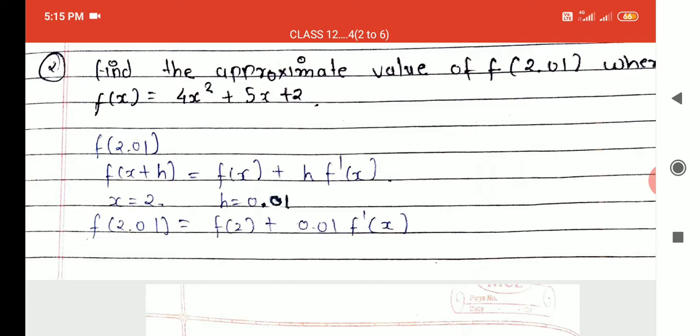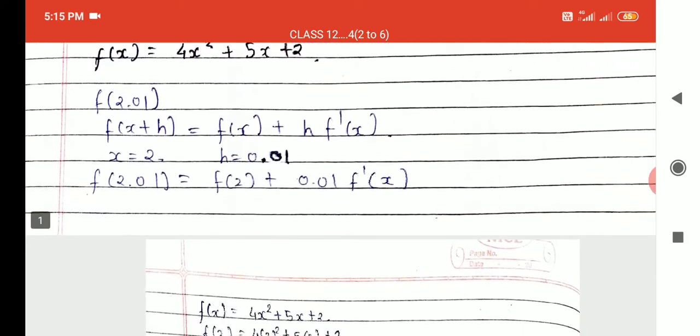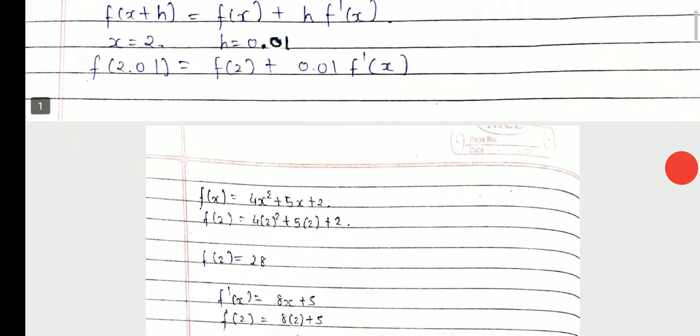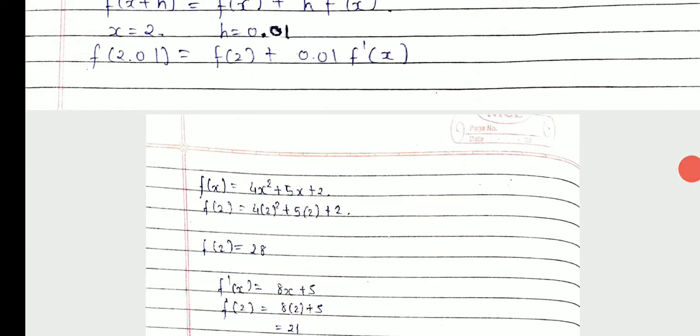Then f(2.01) = f(2) + 0.01 f'(x). Now here f(x) = 4x² + 5x + 2. Then f(2) = 4 into 2² + 5 into 2 + 2, so f(2) we will get 28. Then f'(x) will be 8x + 5, on differentiating f(x) = 4x² + 5x + 2.